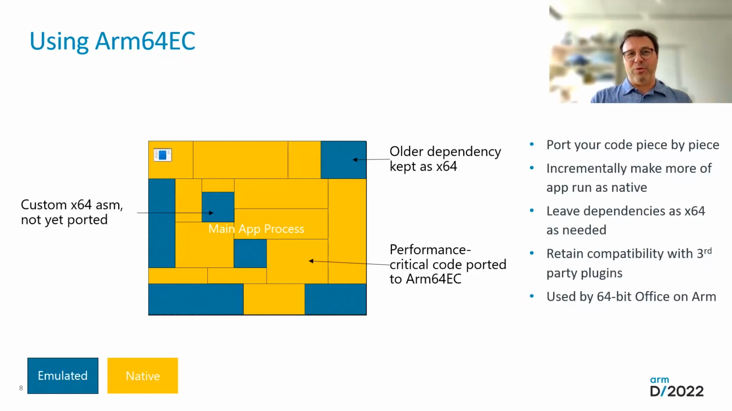This gives you also the possibility to be compatible with third-party plugins if you have a third-party plugin ecosystem. And this is essential for some apps. The 64-bit Office in ARM64 is compiled for ARM64EC precisely so that it can load pre-existing plugins written for the x64 platform.